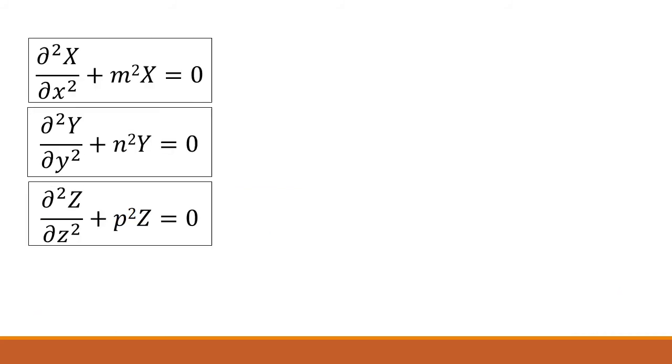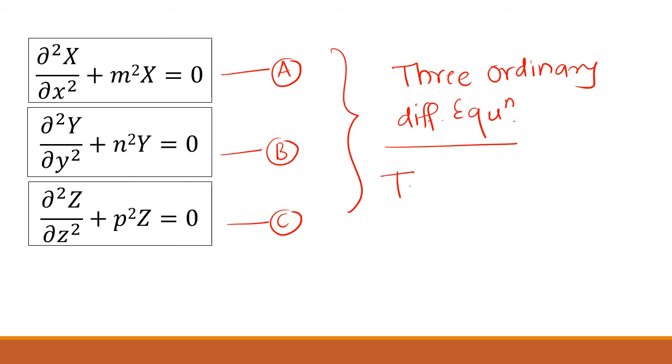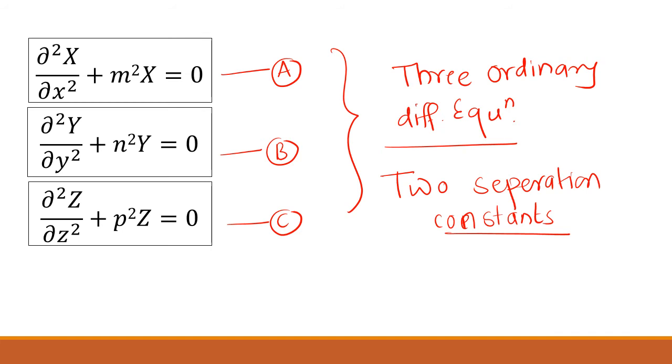So here we get the differential equations: equation number A, equation number B, and equation number C. That means we converted our Helmholtz differential equation into three ordinary differential equations, and for this solution we get two separation constants. I'm sorry, constants, not coefficients. Two separation constants. Here we considered our Helmholtz equation as a three-dimensional equation, that's why it depends on three variables x, y, z. So we got three ordinary differential equations and two separation constants.